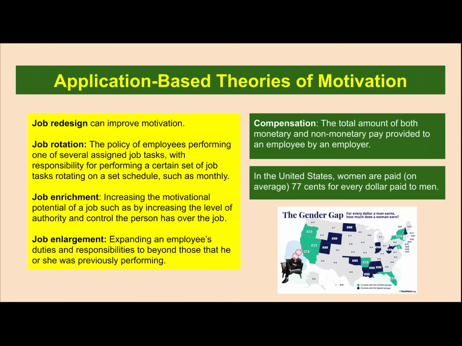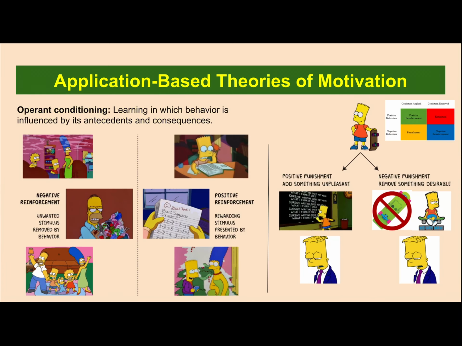And interestingly, although you probably do know this, in the United States, women are paid on average only 77 cents for every dollar paid to men. In the little map down there, it shows in green the best states for women to work, and in blue the worst ones. You can see Hawaii, we're in the middle, with women making 83 cents on the dollar.